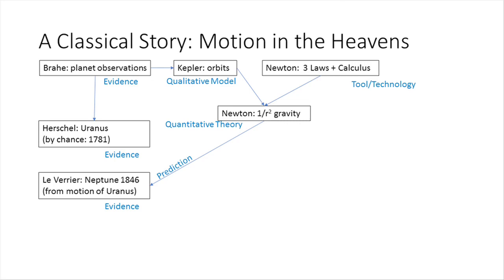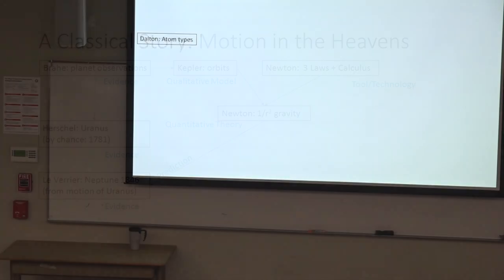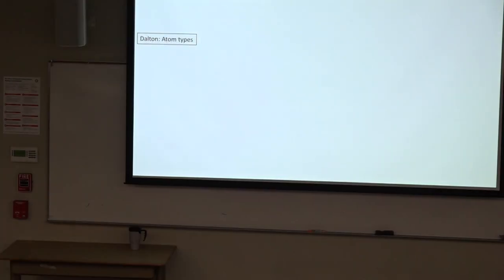This is how a really nice predictive theory can work: it can tell you where to look to find something new. So this is typically how science sort of works. Now we're going to keep this in mind and try to think about that as we go through some of these other stories. So we're going to start off, we're going to make up some atoms.